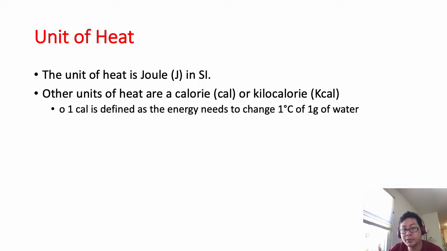And the unit of heat is also different from the unit of temperature. The unit of heat is the joule in SI. There are also several other units of heat, like the calorie or kilocalorie. One calorie is defined as the energy needed to increase the temperature of 1 gram of water by 1 Celsius degree.